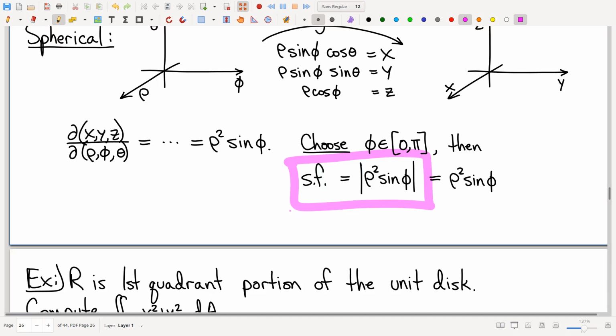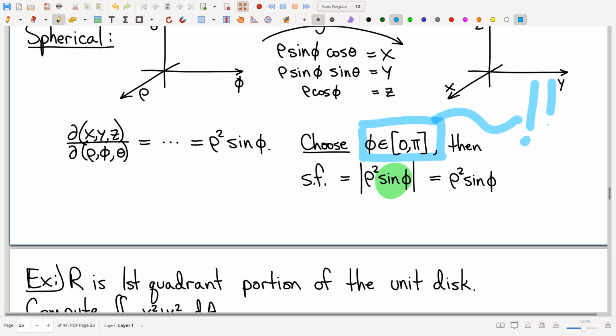What we need is to find a way to arrange for sine phi to be non-negative. What restriction can we put on ourselves to arrange for sine phi to always be positive? And the way we do that is by choosing always to let phi be between 0 and pi. So that's the move here. It's got nothing to do with rho. Everybody good?